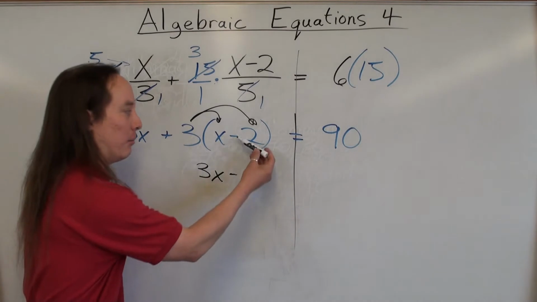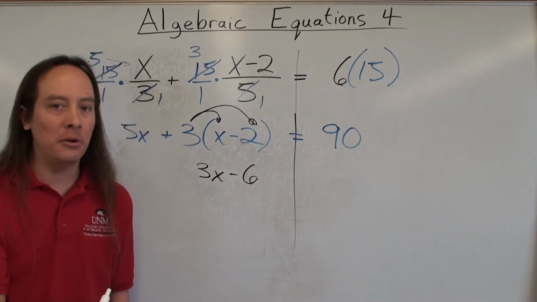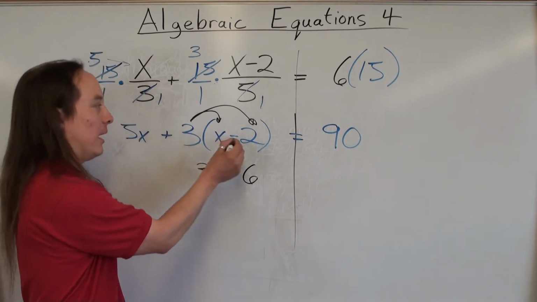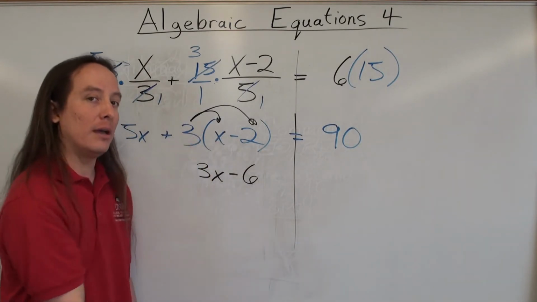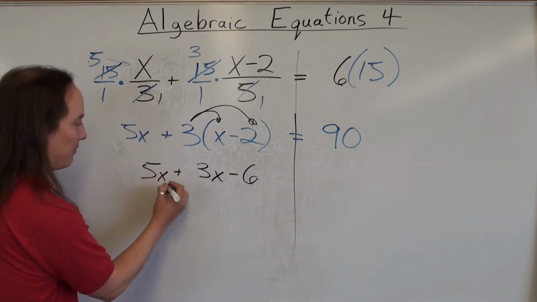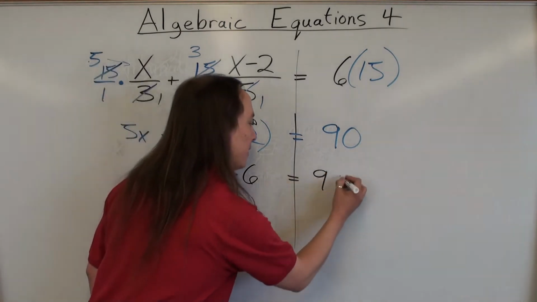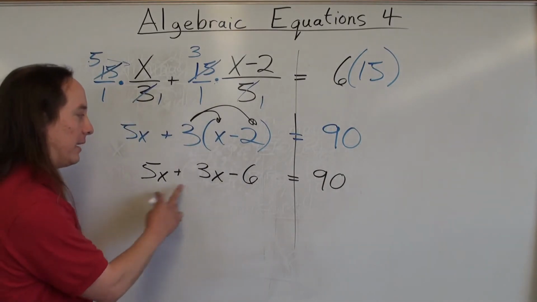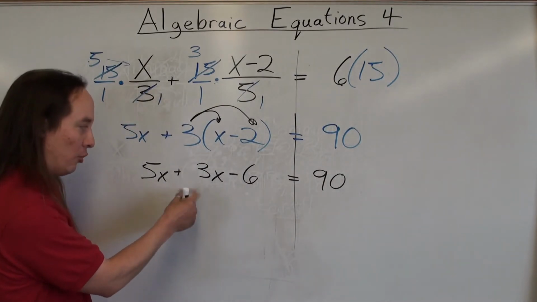Remember that you're not going to bring down this negative sign. That's not what we're doing. This negative down here is because we multiplied the 2 different signs. Very important. And I'll go ahead and bring down my 5x, and rewrite the 90 on the other side. Now I have 2 like terms. I can group those together.